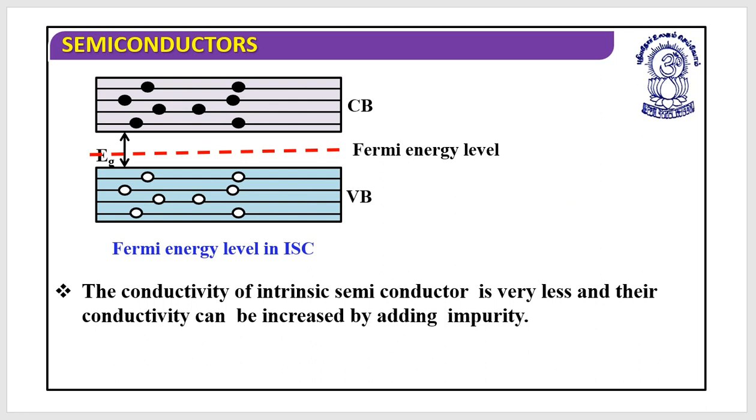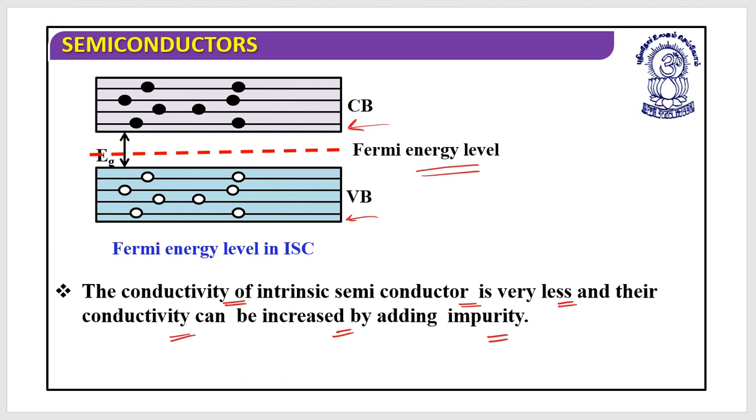Let's have a look. So this is the conduction band, this is the valence band, and this is the Fermi energy level between these two levels, at the middle of the conduction band and valence band for an intrinsic semiconductor. The conductivity of an intrinsic semiconductor is very low, and it can be increased by adding impurity to it. I hope this is clear. So this was all about intrinsic semiconductors, a semiconductor in its purest form.